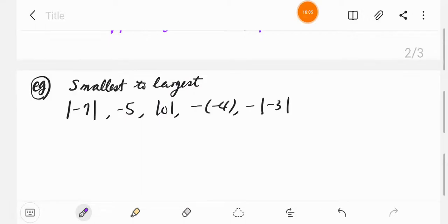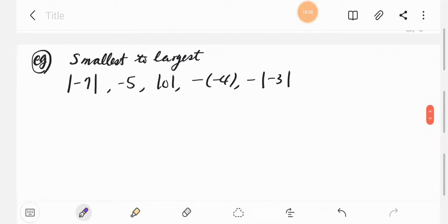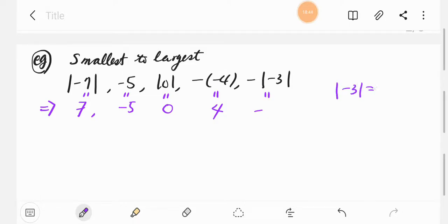Now let's rewrite these numbers from smallest to largest. Let's convert each to a number. The absolute value of negative 7 is 7. And this is negative 5. The absolute value of 0 is equal to 0. The opposite of negative 4 means change the sign of negative 4, so that is positive 4. And this one is the opposite of the absolute value of negative 3. The absolute value of negative 3 is 3, so this is equal to negative 3.